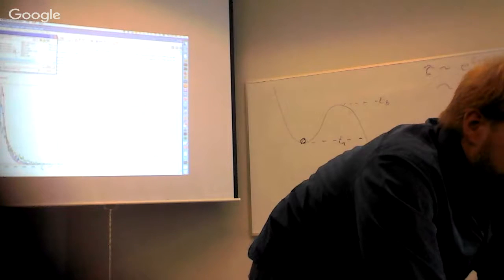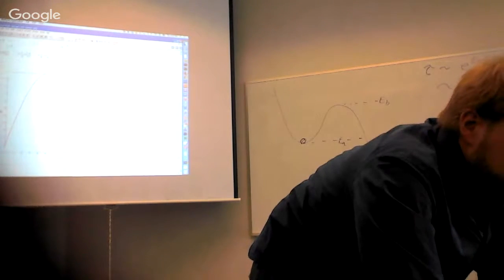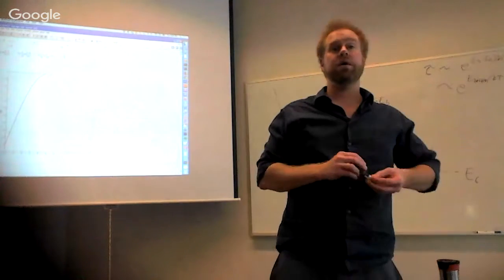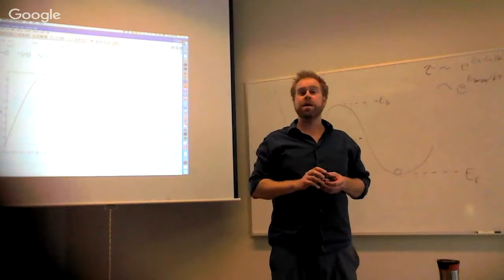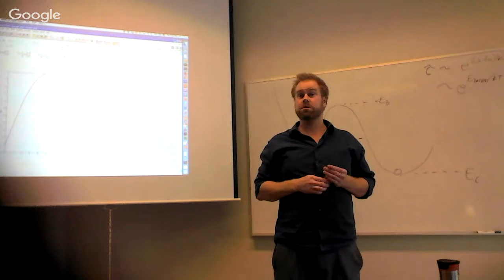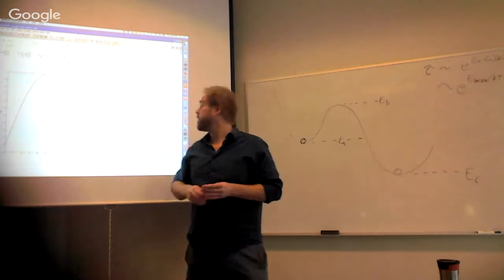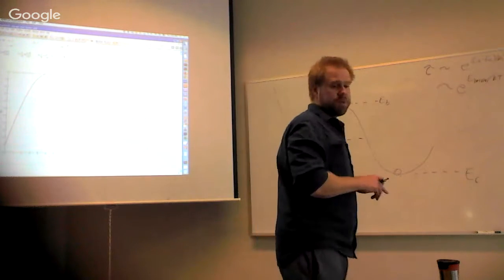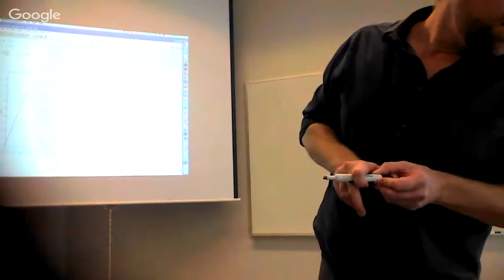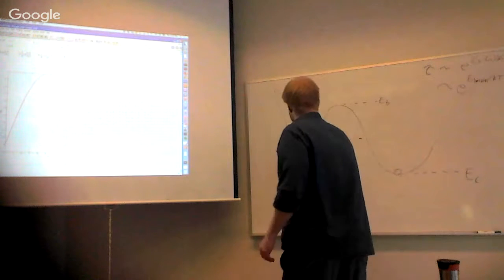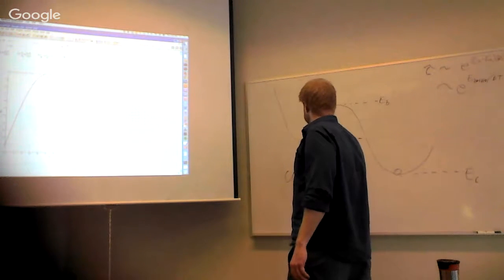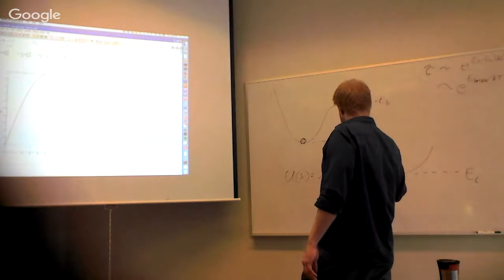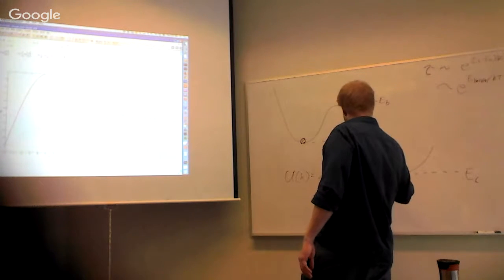So the barrier I'm going to pick, to make our life easy, is just a single peak, the first peak of a sine function. And I'm just scaling it so that it goes from 0 to 1. So this means our u of x is equal to A sine of pi x over 50.